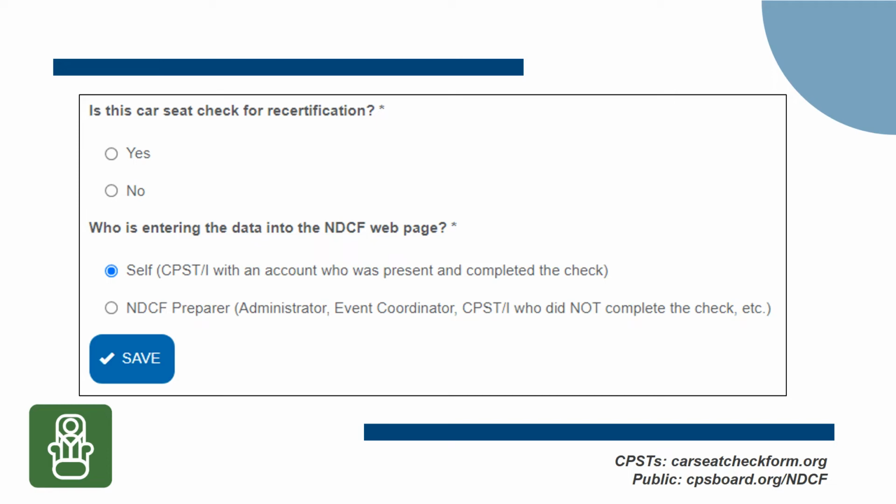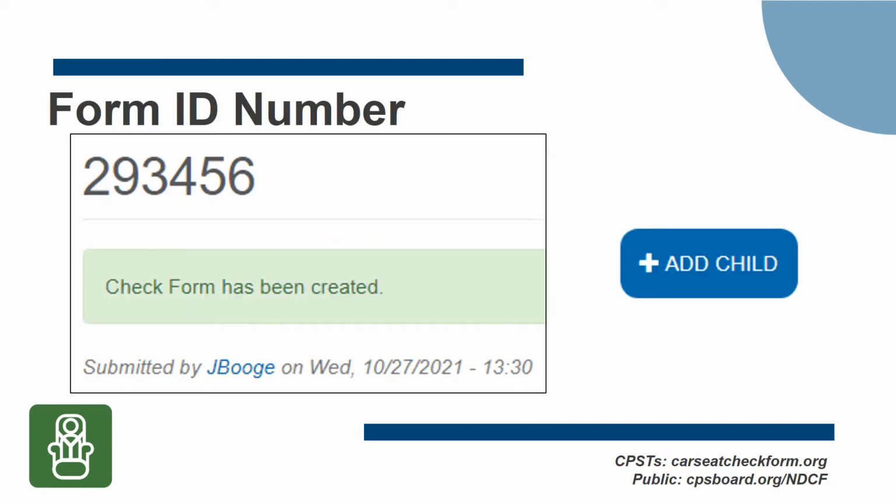We recognize that many programs utilize the paper form and then rely on an NDCF preparer to enter that information into the website. So this provides you with the ability to track who is responsible for entering the information into the NDCF platform. Once you've completed all of that information, your form will be issued a unique form ID number, and you can begin adding children to your check form.